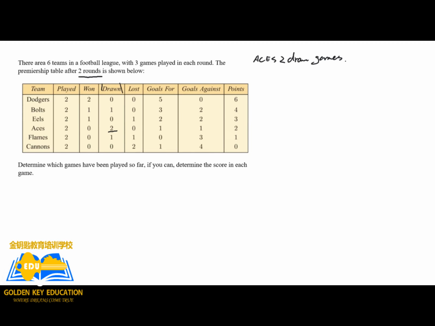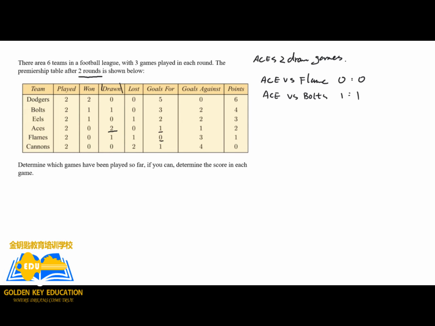And also, if we check the goals, there are goals for Bulls, and for Flames, there's no goals. So therefore, you could say Aces versus Flames must be a drawn game, but also it must be 0 against 0 because there is no goal for Flames. How many goals are there for Aces? There's only 1. The other drawn game is going to be Aces versus Bulls, and that must be 1 against 1. So we already figured out 2 games here.